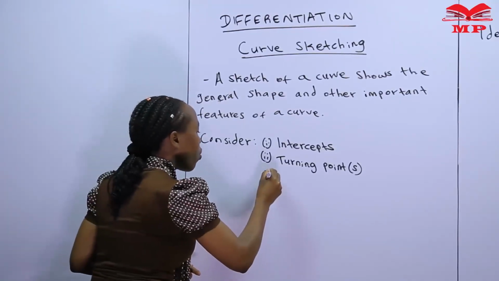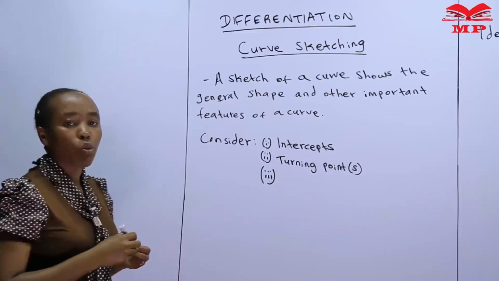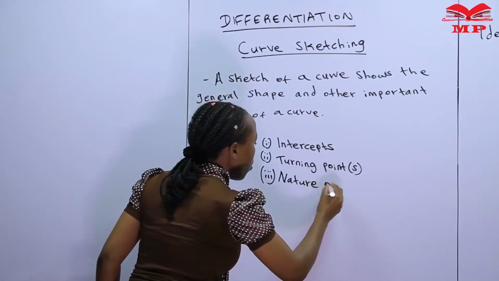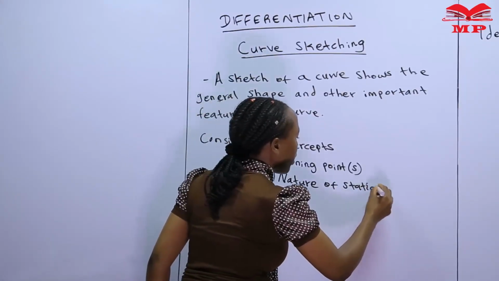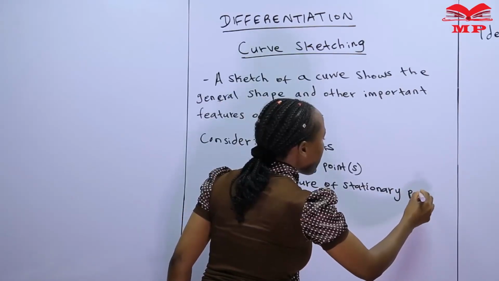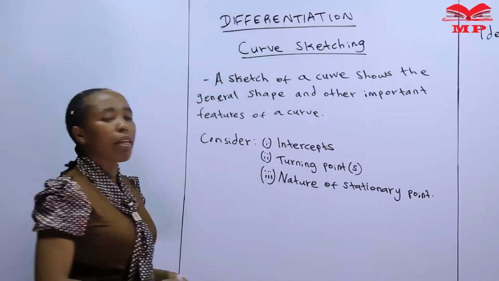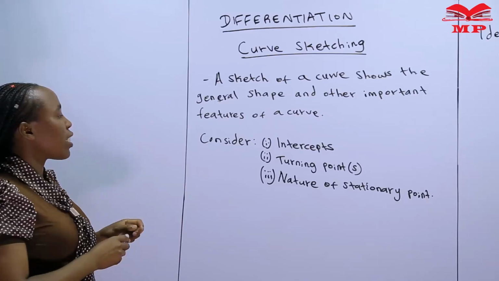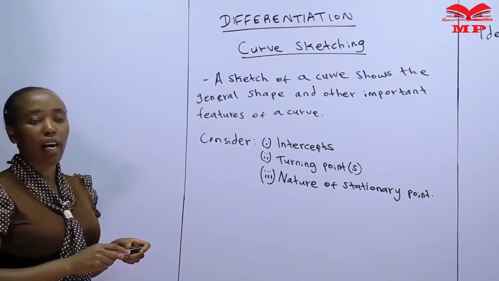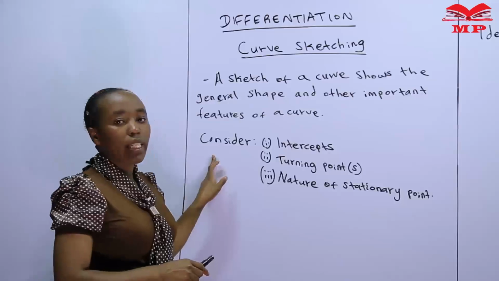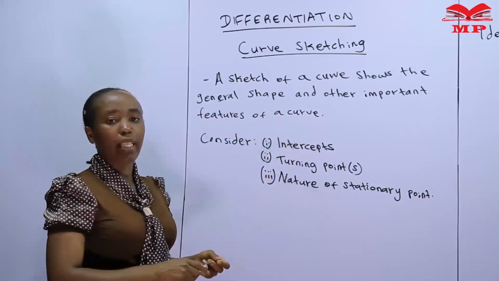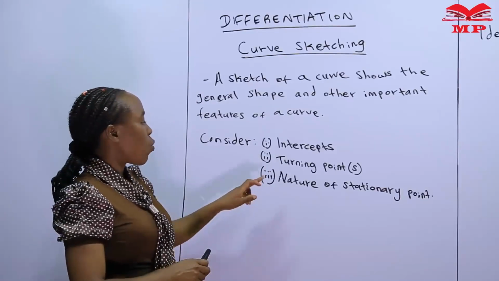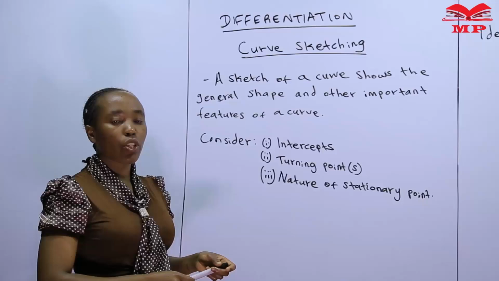Then number three, we also require to know the nature of the turning point, or the nature of the stationary point. Is it a maximum? Is it a minimum? Or is it a point of inflection? So a sketch of a curve shows the general shape and other important features of a curve. And when sketching, we consider the intercepts, that is both the x and the y-intercept, the turning point or points, and also the nature of the stationary point.